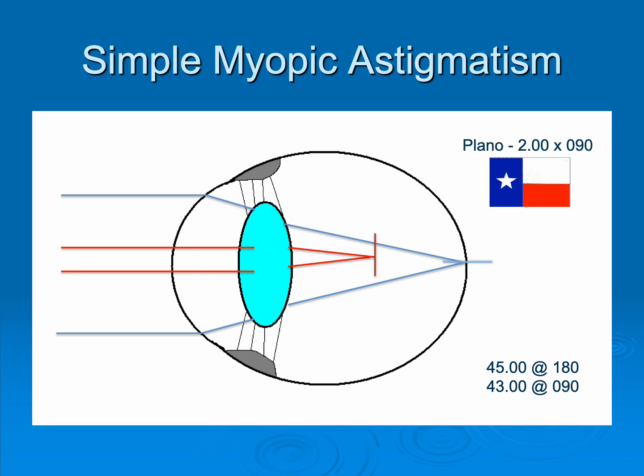And that's where Plano, Texas got its name, from this optical principle. That's not true, but you never know.